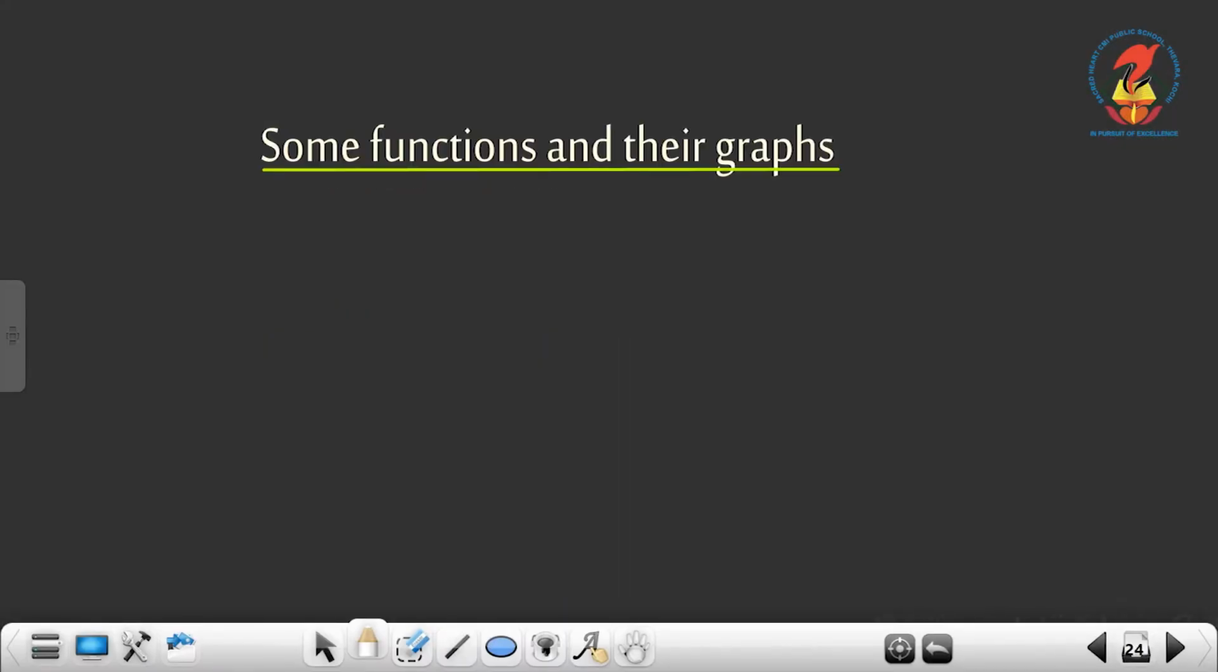Now the next topic is some functions and their graphs. So before that we have to learn what is a real function. What is a real function and a real valued function? What is the difference between that?